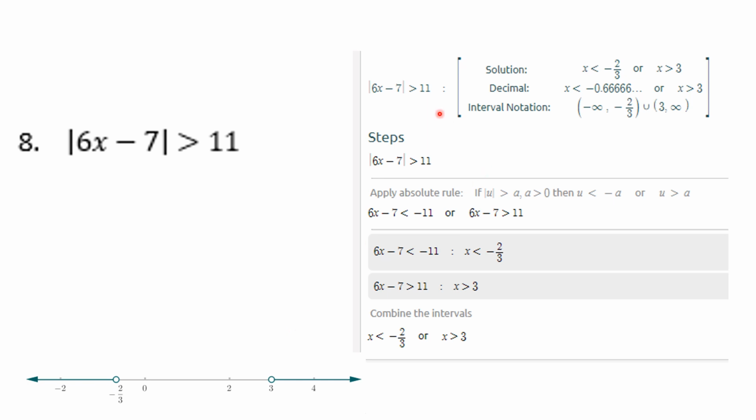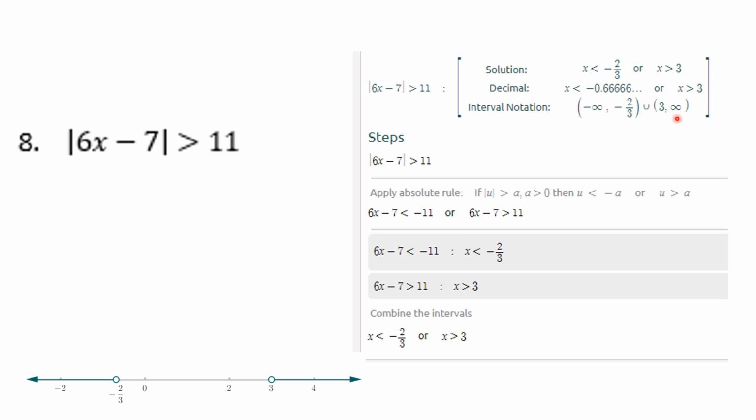Here is a greater than, and you remember this is different. The answer should be minus infinity up to minus 2/3. Those should be parentheses, union 3 to plus infinity. And that's the answer in interval notation. You should have it that way.